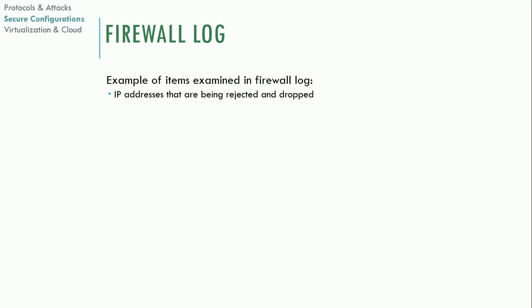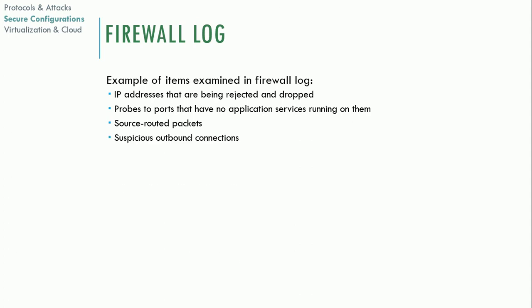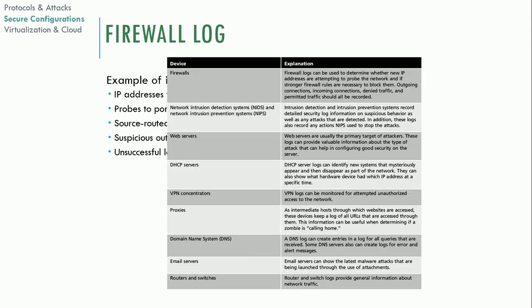Firewall logs might log the IP address that's being rejected and dropped. Any probes to ports that have no application services running on them, which would tell you that somebody's trying to attack your firewall. Source routed packets, suspicious outbound connections, so things that are coming from inside the network, and unsuccessful logins to the firewall itself. So all of these things can be logged, and again, it's important to save all of this.